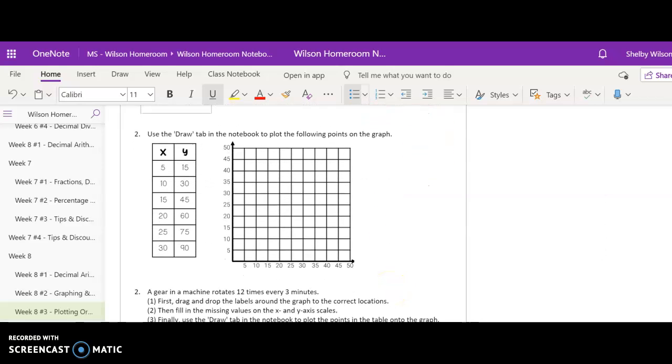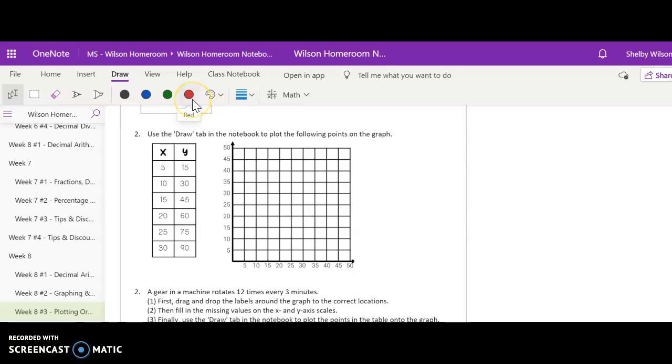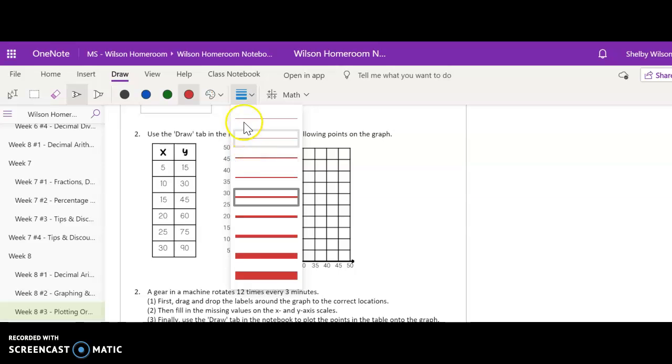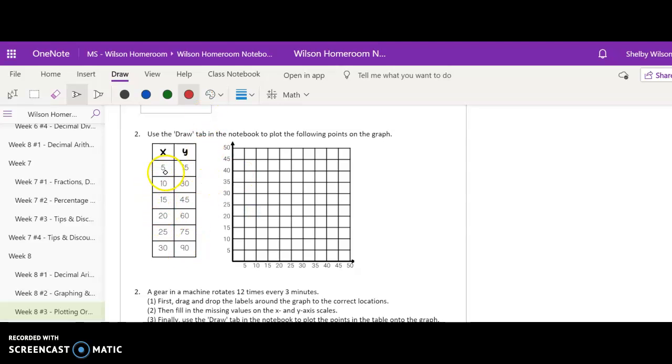And then on number 2, we want you to use the Draw tab right here in OneNote to help you plot the points in this table onto this graph. So I'm going to show you how to do the first one. So if you click on Draw, I'm going to do the red one. And you can change how small or how big your dot is. I'm going to probably make mine a little bit bigger. So this first one is 5, 15.